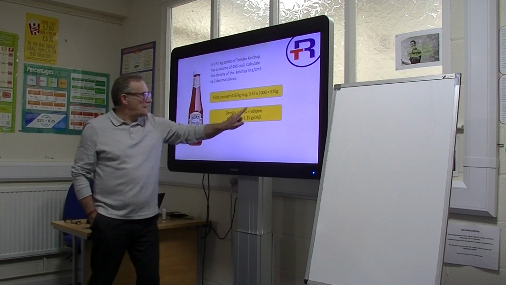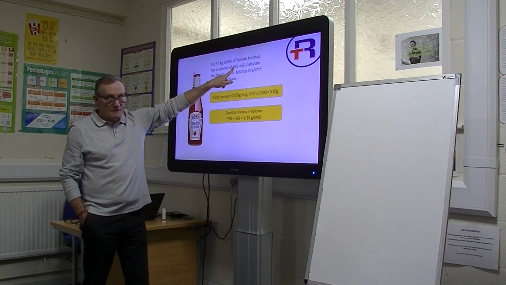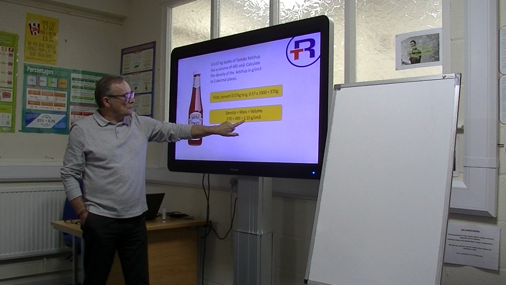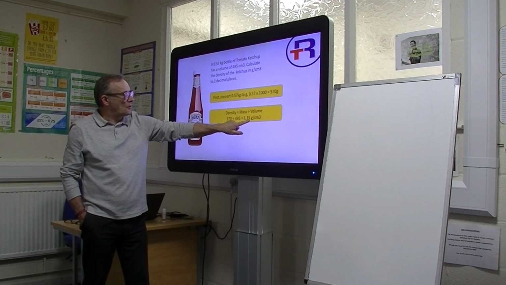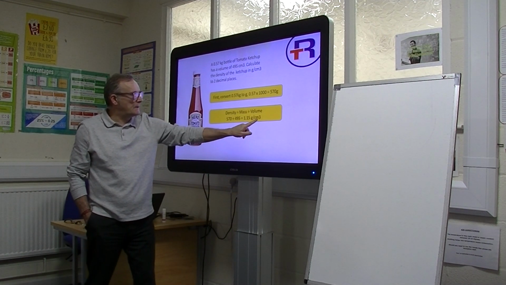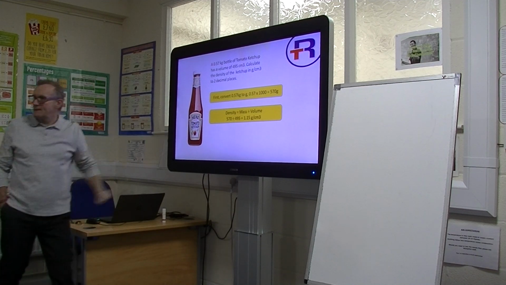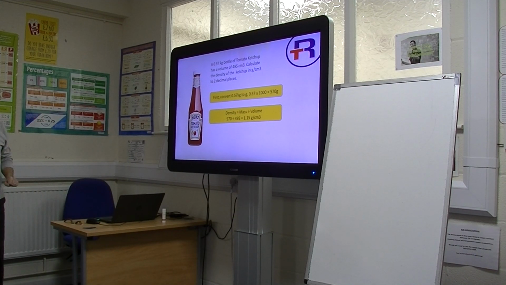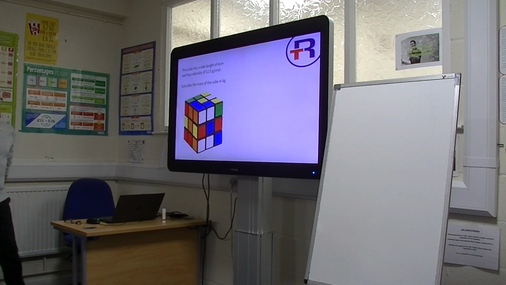570 divided by 495, it's in the question, equals 1.15 grams per cubic centimetres. That's the density of that sauce. So far so good. What about this one then?